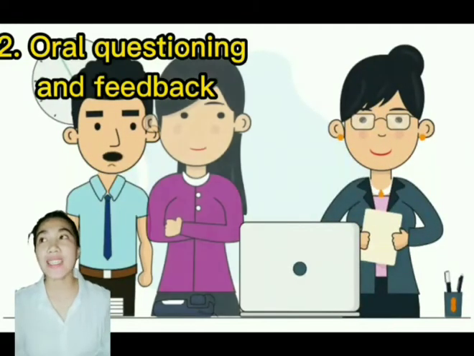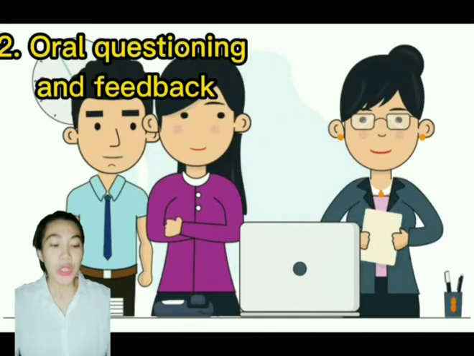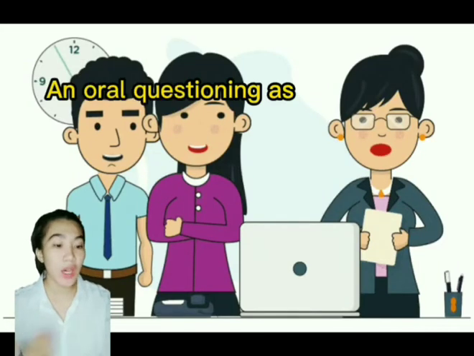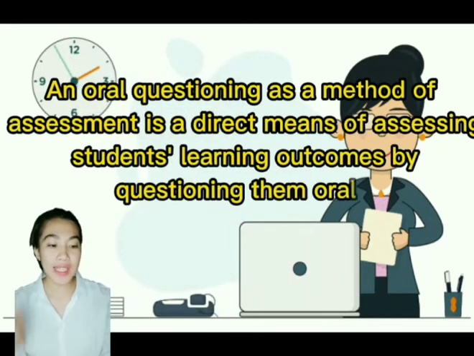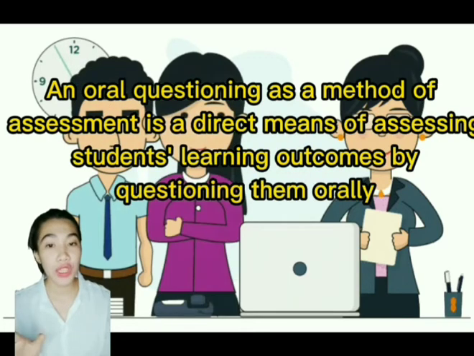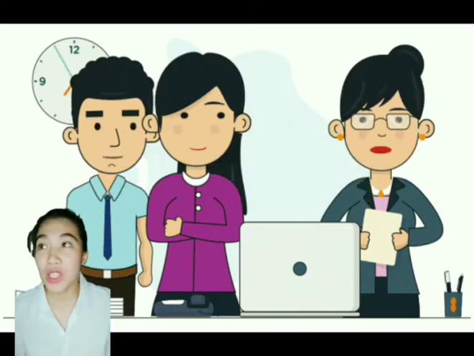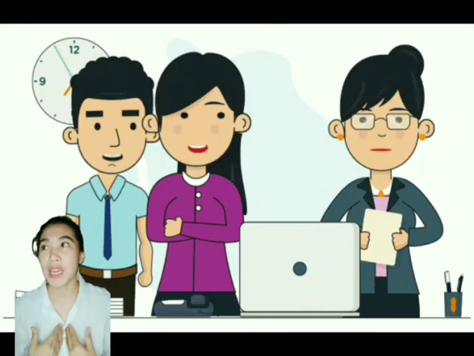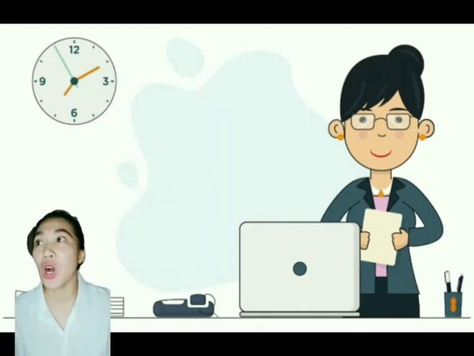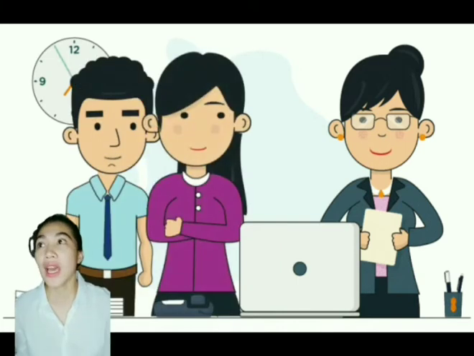Second is oral questioning and feedback. Oral questioning is a method of assessment, a direct means of assessing students' learning outcomes by questioning them orally. It enables the teachers to discuss matters in depth with able students, to tease out the meaning of obscure statements, and to find out reasons for conclusions. Teachers are encouraged to try using oral assessment as a valuable supplement to conventional assessment methods. So that is how oral questioning and feedback works.